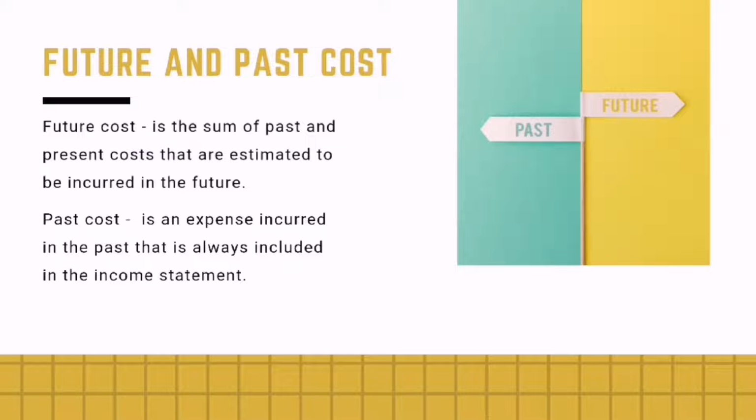Future cost and past cost. Future cost is the sum of past and present costs that are estimated to be incurred in the future. So past cost is an expense incurred in the past that is always included in the income statement.